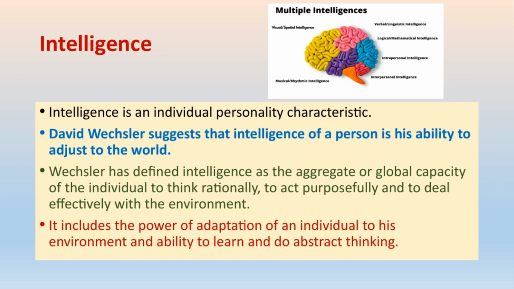According to David Wexler, intelligence is essentially a person's ability to adapt and adjust to the world around them. He defines it as the overall capacity to think rationally, act with purpose, and effectively manage challenges in the environment. This means intelligence isn't just about book smarts, it also involves how well someone can learn, adapt, and engage in abstract thinking. It's a broad concept that covers problem solving, understanding complex ideas, and responding appropriately to different situations.